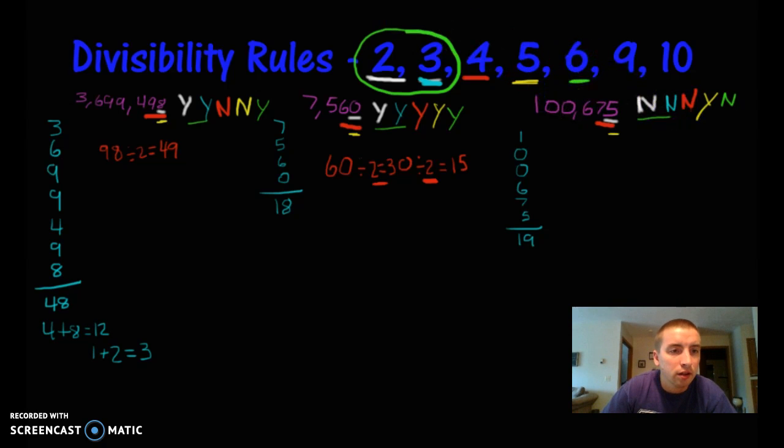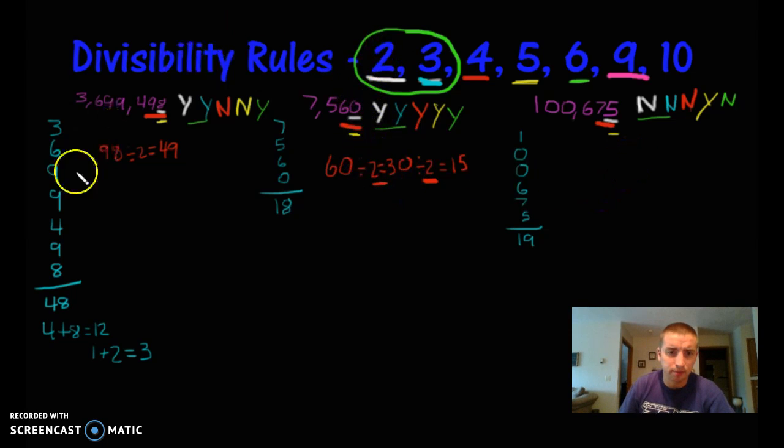Okay. Let's look for a color we haven't used yet. Okay. Alright, next is 9. So 9 is the same rule as 3. We're going to add up all the digits and divide by 9 this time, though.